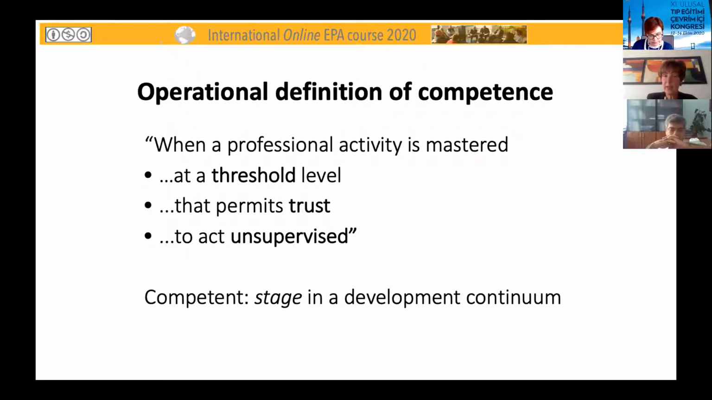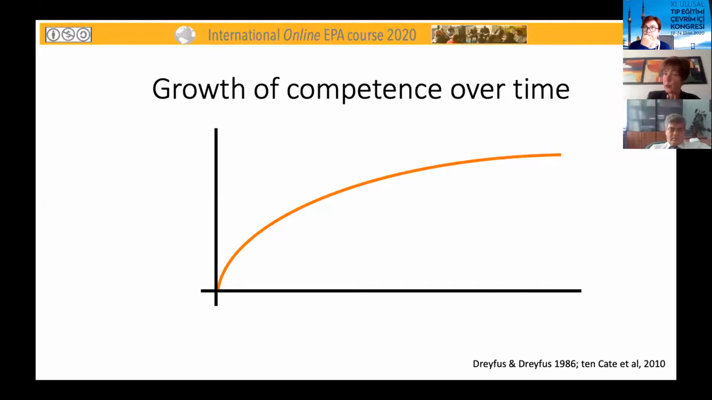So we have made an operational definition of competence. When a professional activity is mastered at a threshold, you need trust and you have to act unsupervised. And competence is thereby a certain stage in a developmental continuum. Now let me try to explain that a little bit easier by making use of the driver license experience.